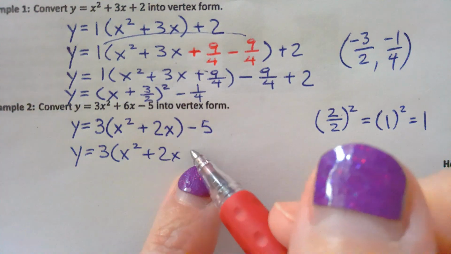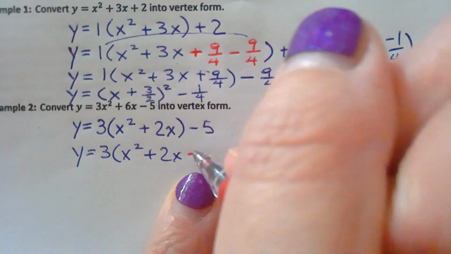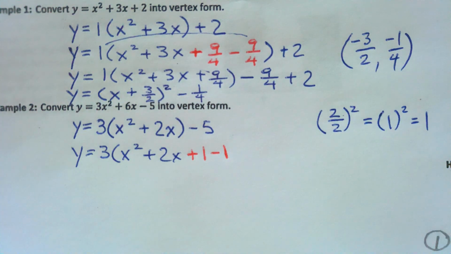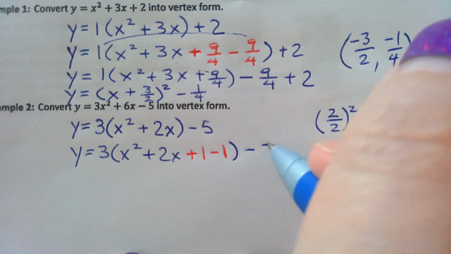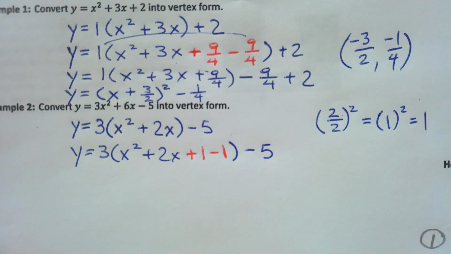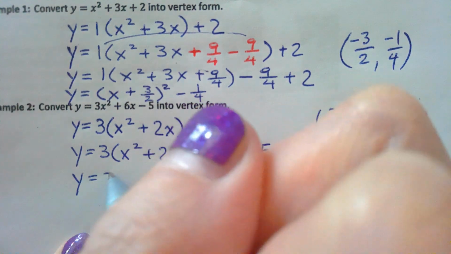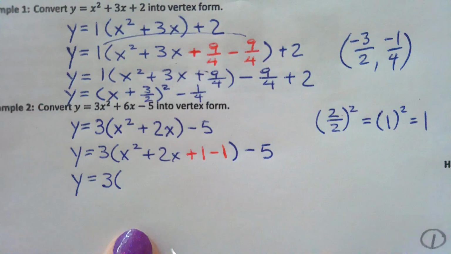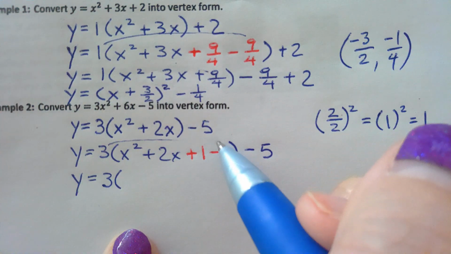So what am I doing here? Sydney? Add 1 and take away 1. The order does matter. You always have to do plus 1 first and then minus 1. All right, don't forget the minus 5 at the end. And then now 3 bracket. My fourth step is to multiply the fourth term out of the bracket.